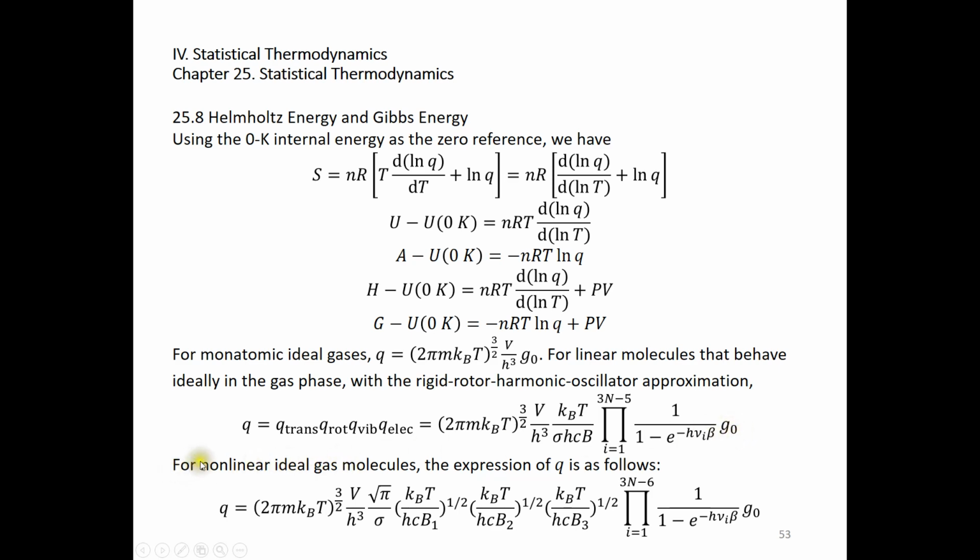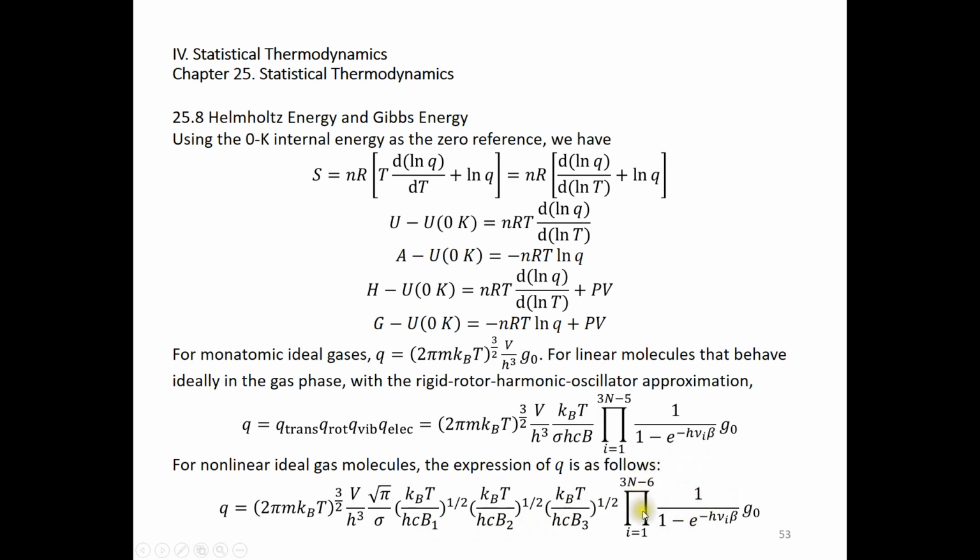For nonlinear ideal gas molecules, the expression of q is as follows. We have the same translational partition function, but the rotational partition function looks different. It's the square root of pi over sigma, and then square root of kB T over hcB1, square root of kB T over hcB2, square root of kB T over hcB3. B1, B2, B3 are the rotational constants.